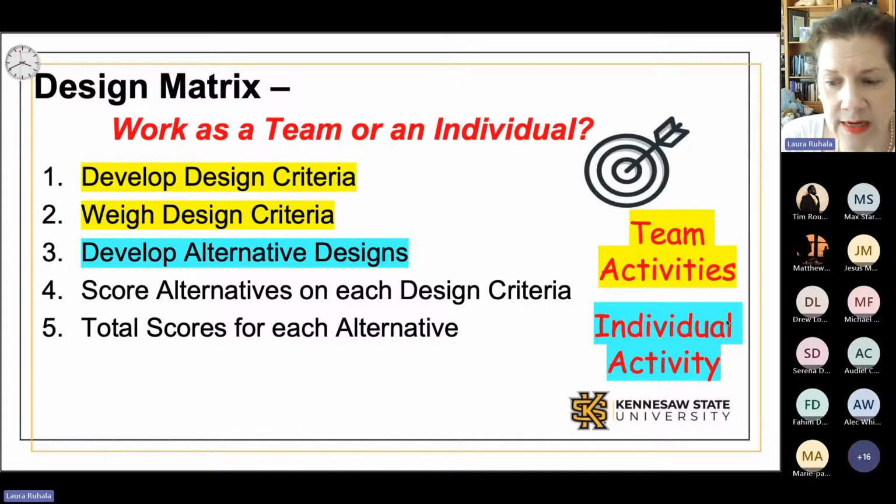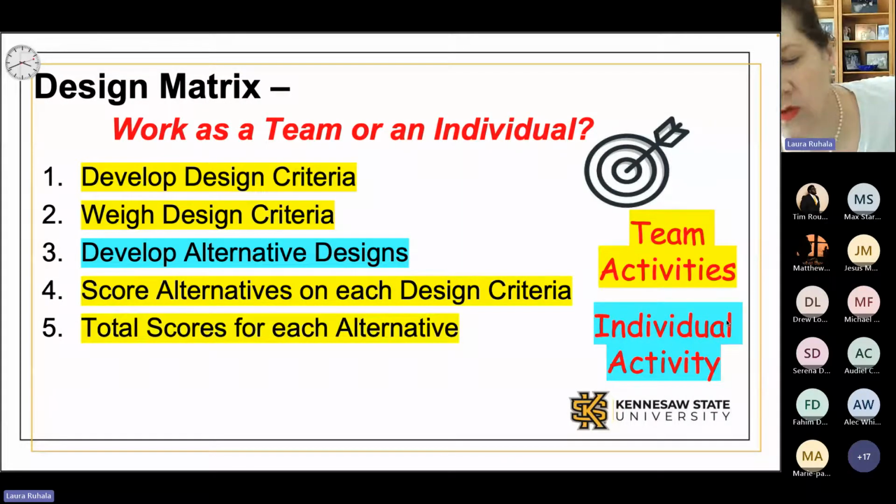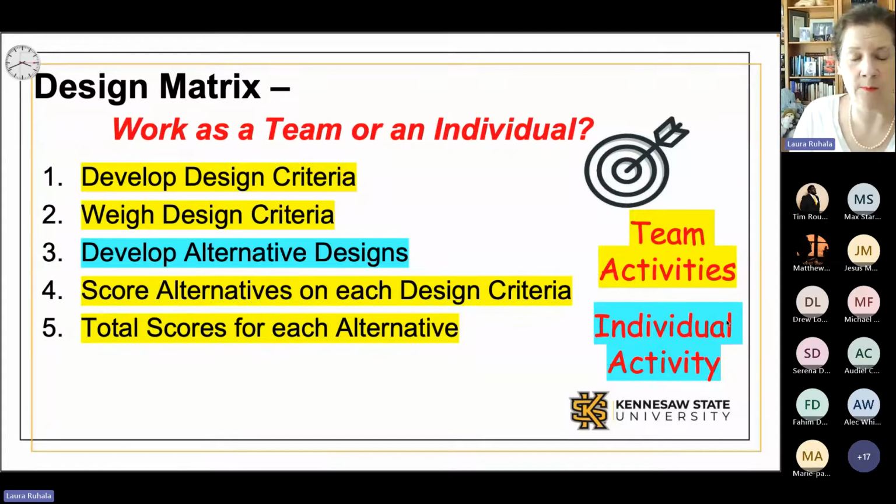Developing alternative designs, you'll do that as an individual activity. Spoiler, all the rest are teams. The scoring alternatives on each design criteria you will do as a team, and the coming up with the total scores and making your final decision, you'll do that as a team as well.